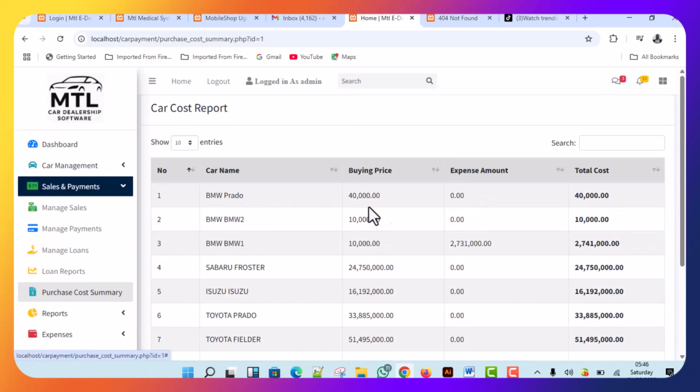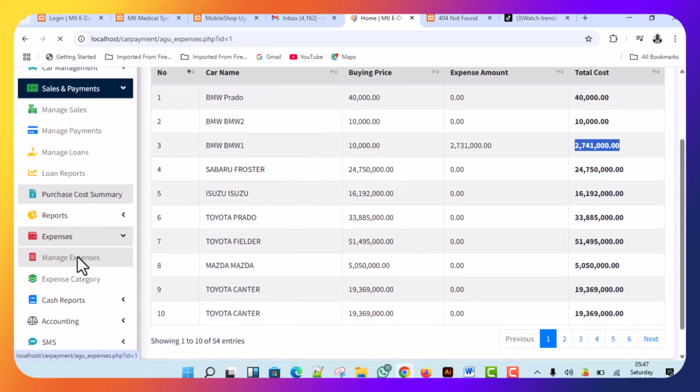But that's the logic: buying cost, expense amount, and total cost. So we are looking at a car, how much you have bought it for, how much you have incurred on it, and how much you are going to sell it for. You add the total expenses and the buying price to get the total cost, so that you can determine how much to sell the car for.